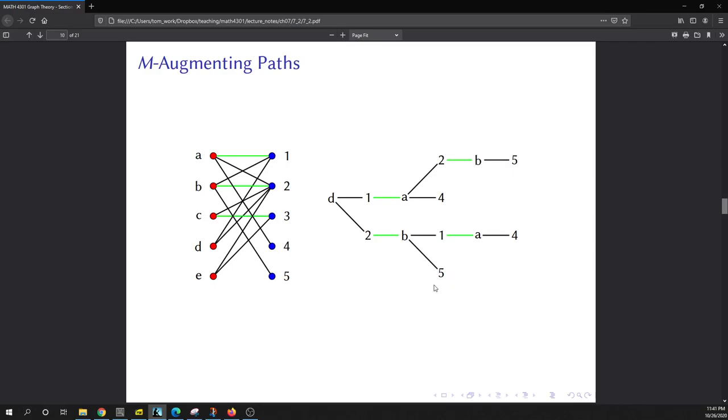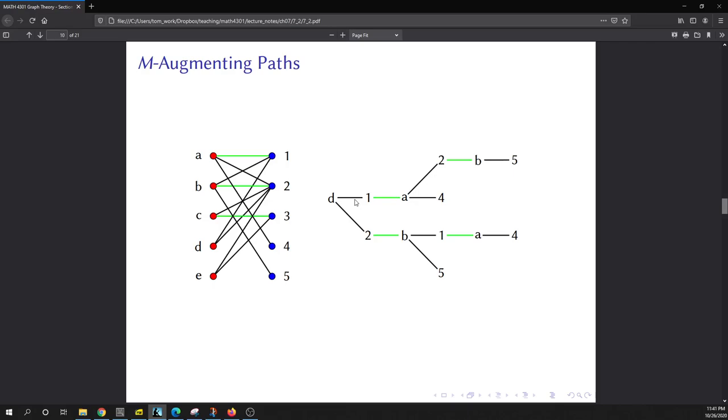Okay. So those are extremely important in the Hungarian algorithm. And the reason why is because if you find an M augmenting path, what that means is that you can actually get an extra edge in your matching.